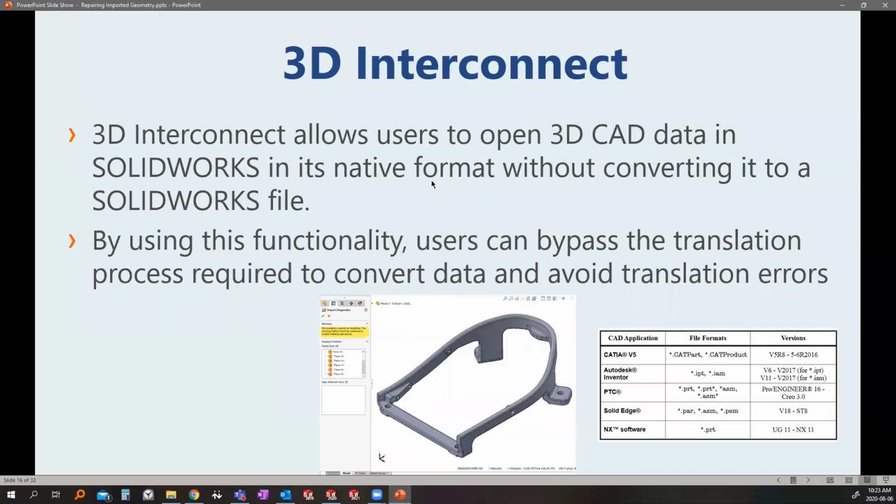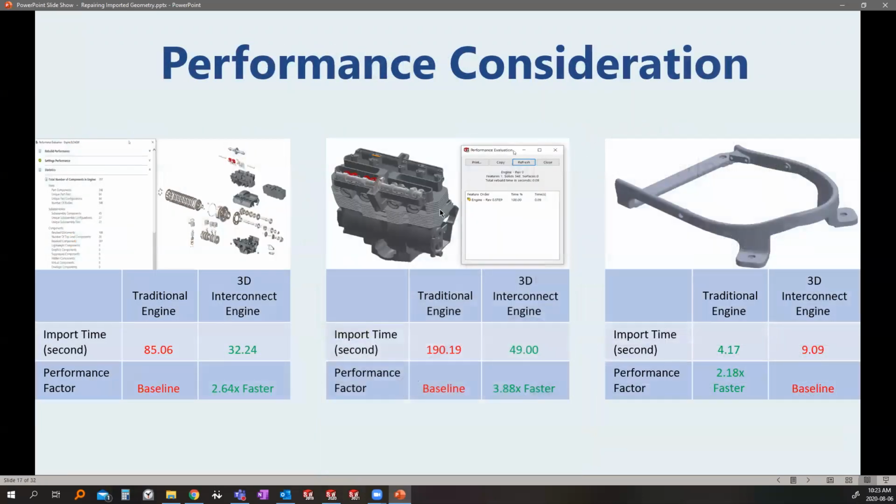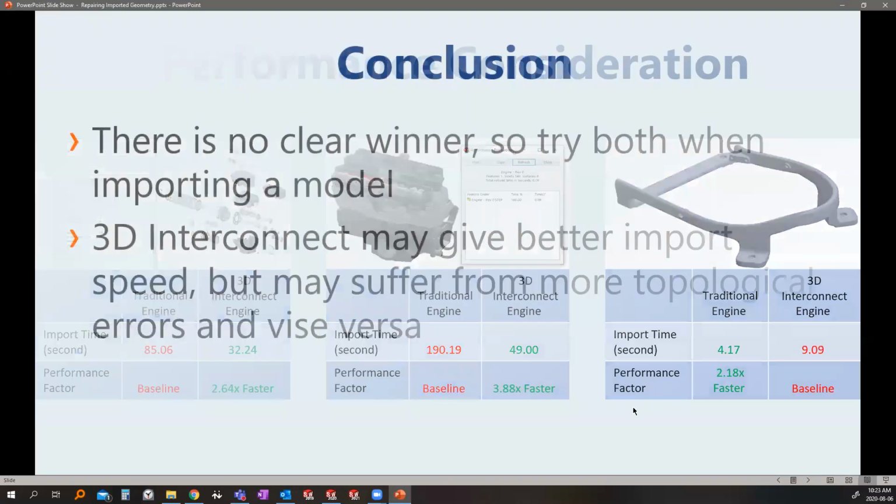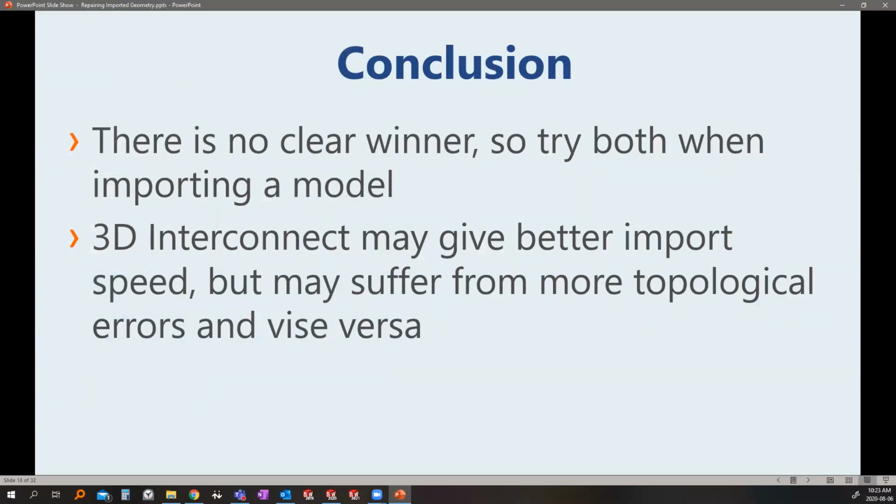So I've shown you two translation engines in order to import your models. You may be asking yourself which is better. And really the answer is not what in particular. You can see here that some are faster translating your models using the 3D Connect, and some are actually faster with the traditional engine. So at the end of the day, what I would recommend is try both. Some might be better in some scenarios than others.